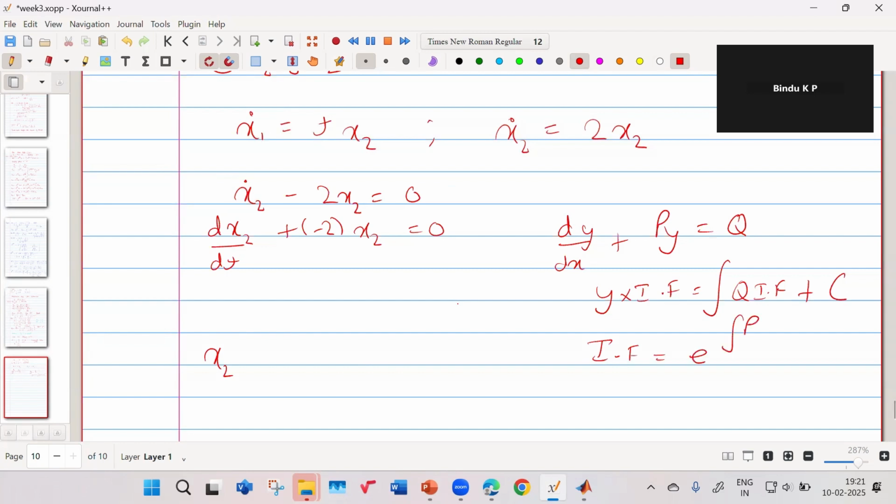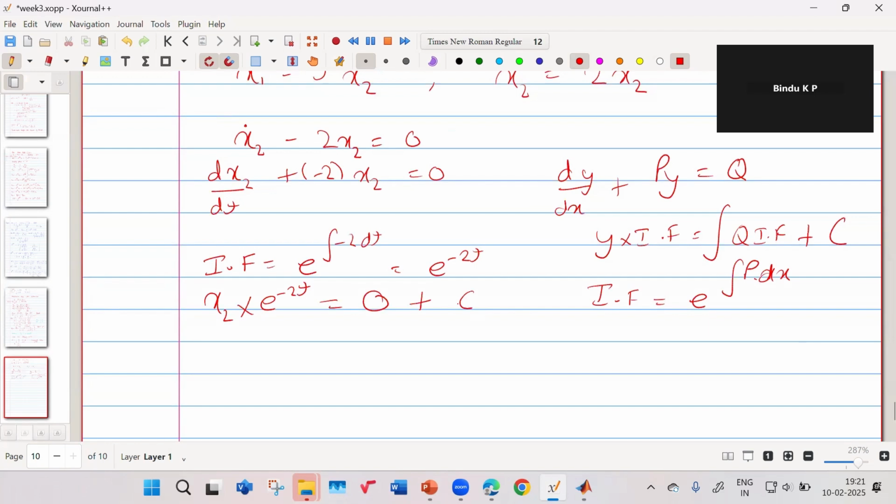e raised to the integral of p dx. So for our case, the integrating factor is e raised to the integral of minus 2 dt, so it is e to the power minus 2t. So our solution is x2 into e to the power minus 2t, and q is 0, so it is 0 plus c.